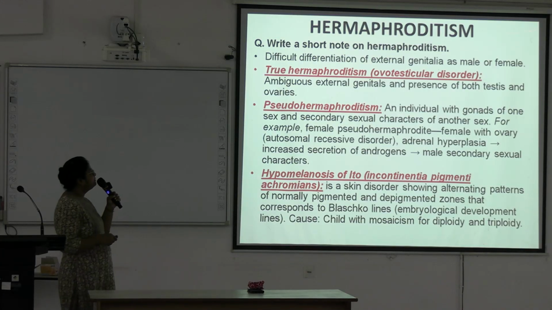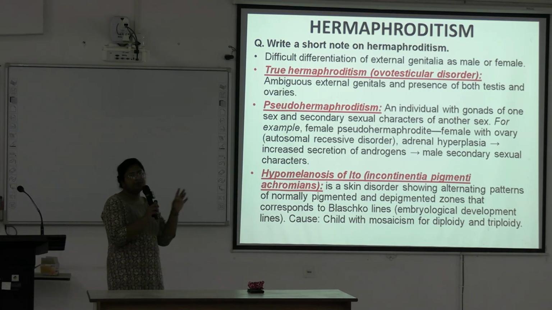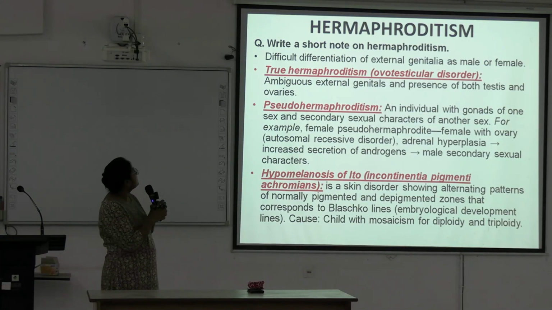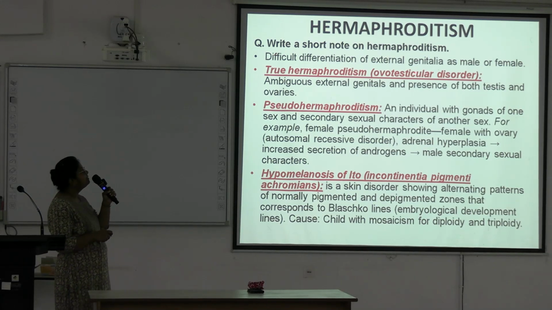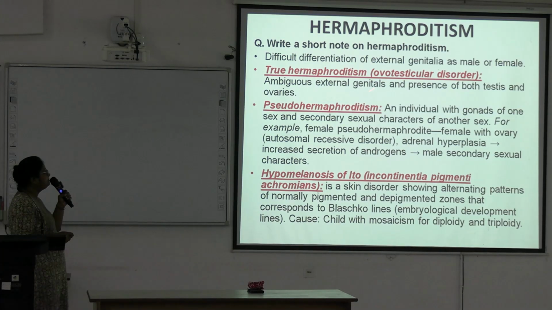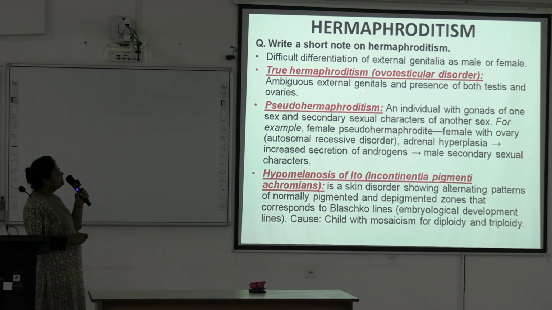Next is hermaphroditism. Hermaphrodite is an important short note. In this condition, there is difficulty in differentiation of external genitalia as male or female. True hermaphroditism is known as ovotesticular disorder. There are ambiguous external genitals and presence of both testes and ovaries.